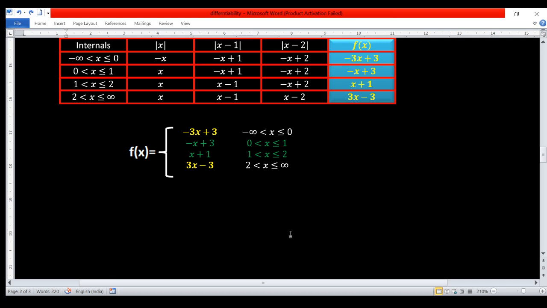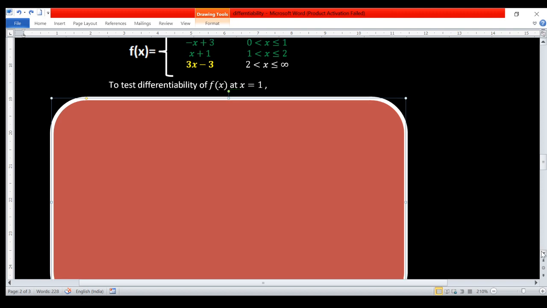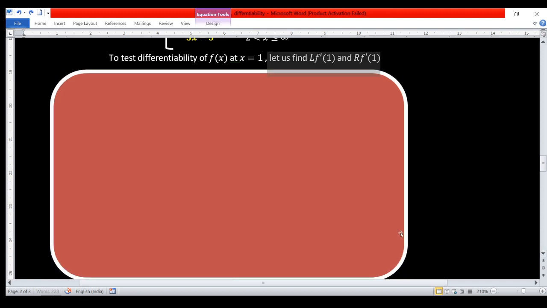Now I want to test differentiability at 0, 1, 2. But I will do only one case, x is equal to 1. The other two cases you do. So test the differentiability of f of x at x is equal to 1. Let us find L f dash of 1 and R f dash of 1. L f dash of x means the left hand derivative, which is equal to limit h tends to 0 of f of x minus h minus f of x by minus h. Replace x with 1, so that we get 1 minus h.